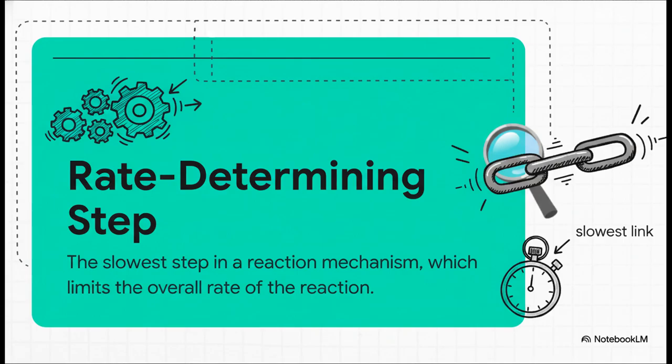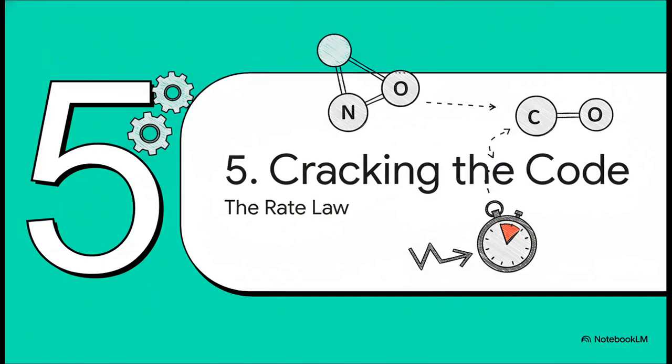That bottleneck step, the single slowest step in the whole mechanism, has a very important name, the rate-determining step. It's the one that governs the overall speed of everything. It sets the pace. So if you're a chemist and you want to speed up the whole reaction, you don't focus on the fast steps. You have to find a way to speed up that one slow step. And this is the crucial point. We can use this whole idea of a rate-determining step to actually solve real chemical mysteries.